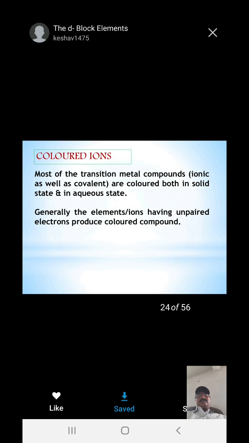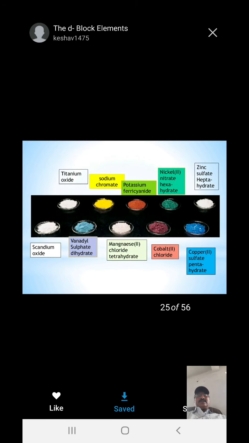Colored ions. Most of the transition metal compounds are colored both in solid and aqueous state. For example, copper salts exist in blue color, whereas manganese salts are in pink color. This is the reason: they have unpaired electrons. Due to unpaired electrons, they produce colored salts.